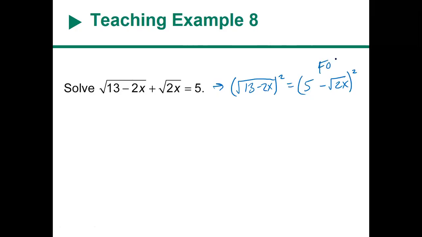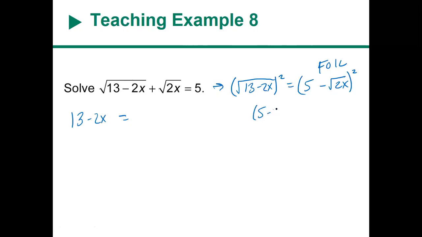FOIL. Good old friend FOIL. So when we square that side, we have to use FOIL. And what's going to happen is FOIL is going to get rid of our square for us. We just have to do a little work to get there, okay? So I'm going to go ahead and write 13 minus 2x over here. It's going to be waiting for me.